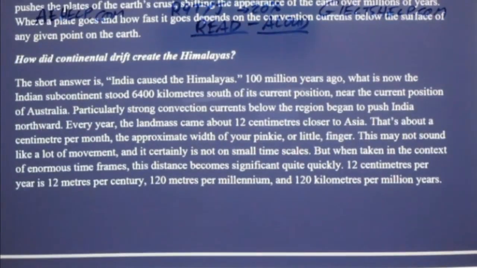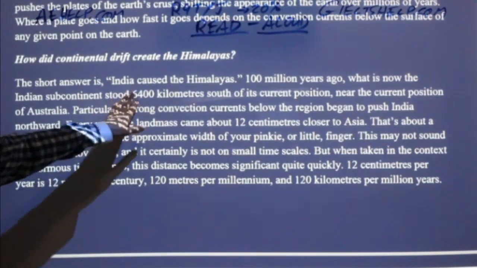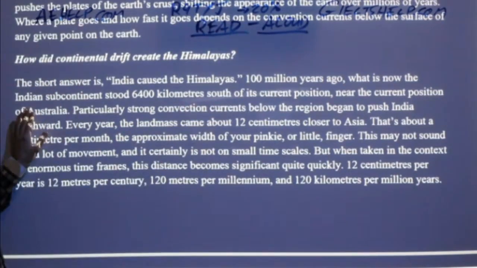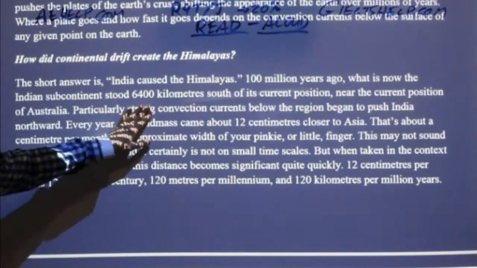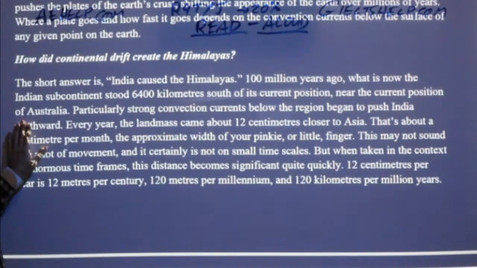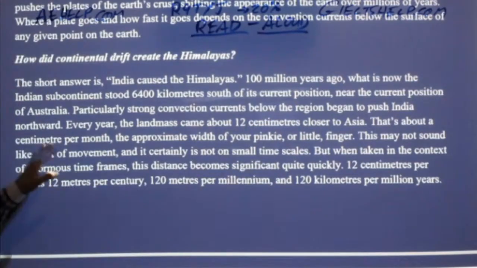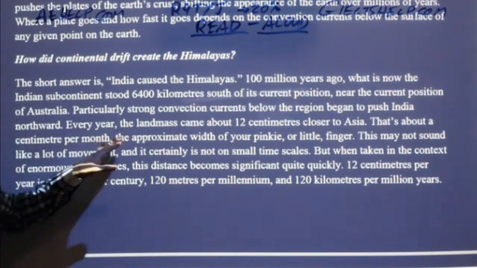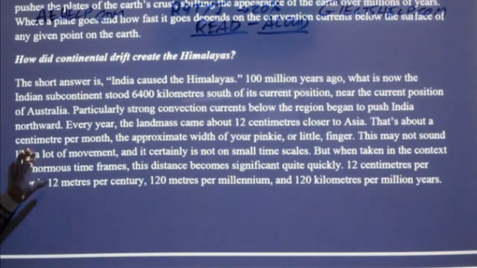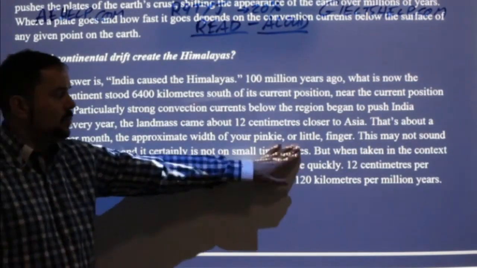How did continental drift create the Himalayas? The short answer is India caused the Himalayas. 100 million years ago, what is now the Indian subcontinent stood 6,400 kilometers south of its current position, near the current position of Australia. Particularly strong convection currents below the region began to push India northward. Every year, the landmass came about 12 centimeters closer to Asia. That's about a centimeter per month. The approximate width of your pinky or little finger.